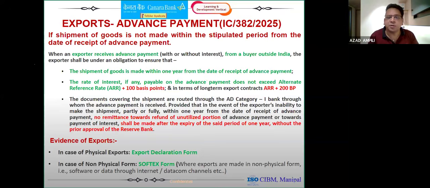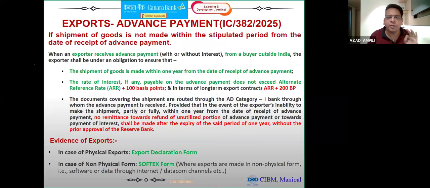For that, they have given some restrictions. Why? Because in the name of export, money laundering can happen. So they have given some restrictions. The rate of interest, if any, payable on the advance payment should not exceed ARR plus 100 basis points. In terms of long-term export contracts, ARR plus 200 basis points.